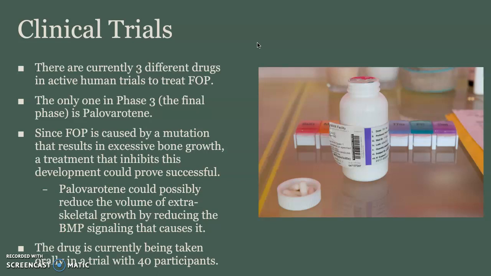And the drug is currently being taken orally in a trial with 40 participants, all aged 14 and older, that have FOP. And in the image here, this is actually a pill bottle of one of the participants in the trial.